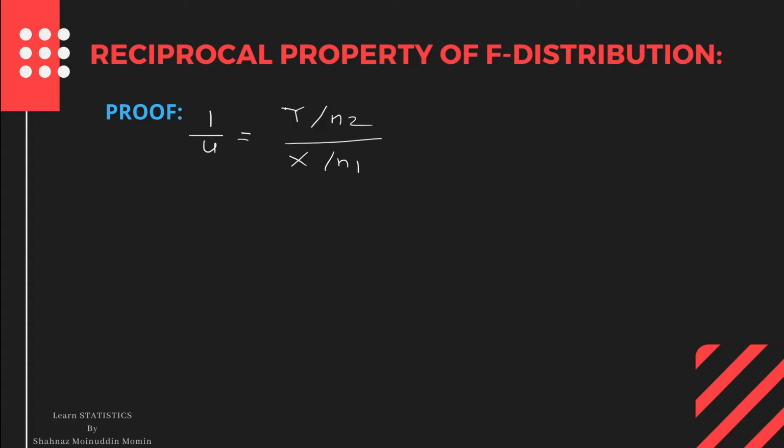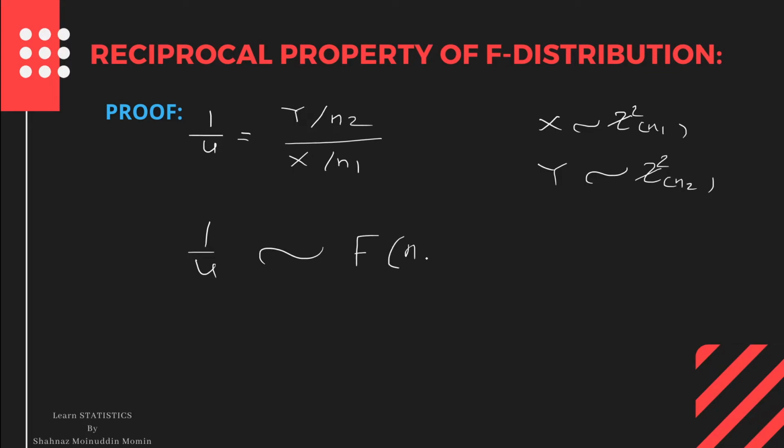As we know that x is a chi-square with n1 degrees of freedom, and y is an independent chi-square with n2 degrees of freedom, then 1 upon u is nothing but the ratio of two independent chi-squares divided by their respective degrees of freedom. Hence, by the definition of F distribution, 1 upon u must follow an F distribution with degrees of freedom n2 and n1. Hence the result.